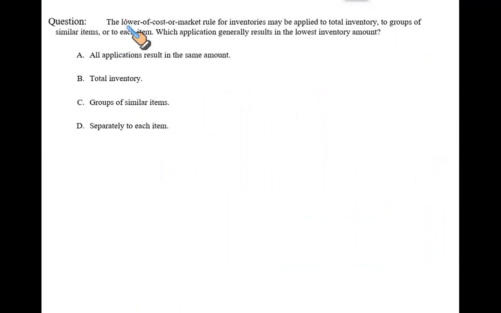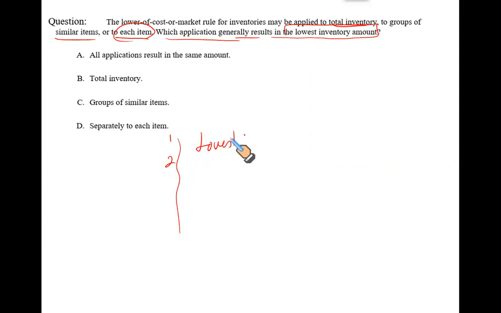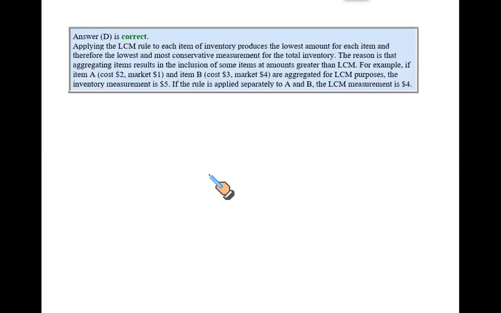This is the question you will do yourself. The lower of cost or market value of inventories may be applied to total inventory as a whole, the groups of similar items, or to each item separately. Of course, it will be time consuming. Which application generally results in the lowest inventory amount? Absolutely right. You got it right. If you apply this for each item separately, item one separate, item two separate, all inventory items will be at their lowest amounts, which means the total inventory would be lowest. This is the right option.